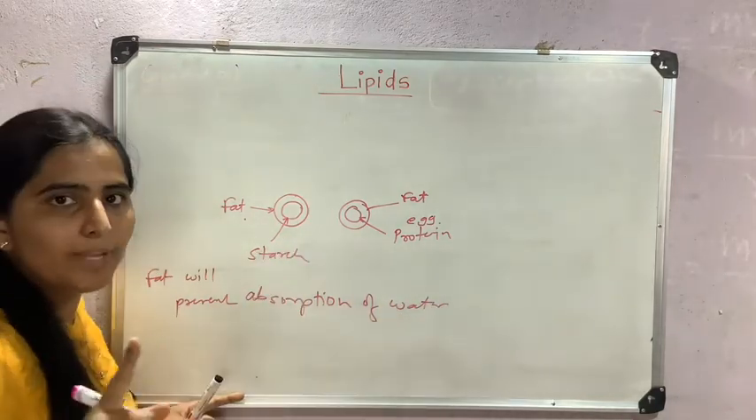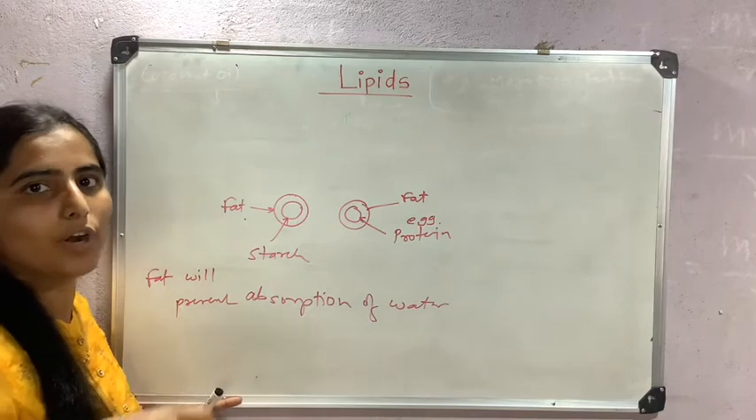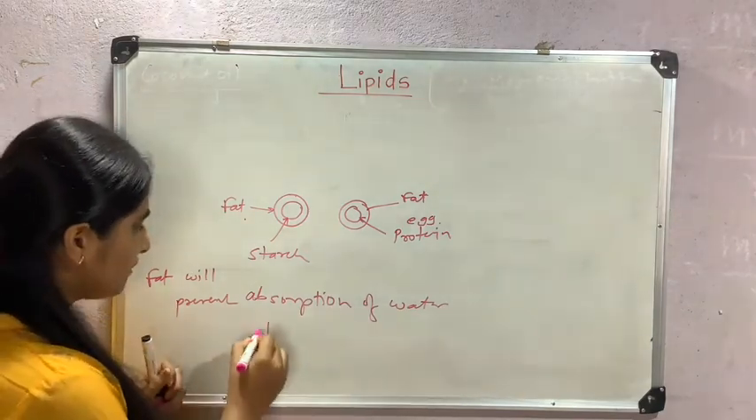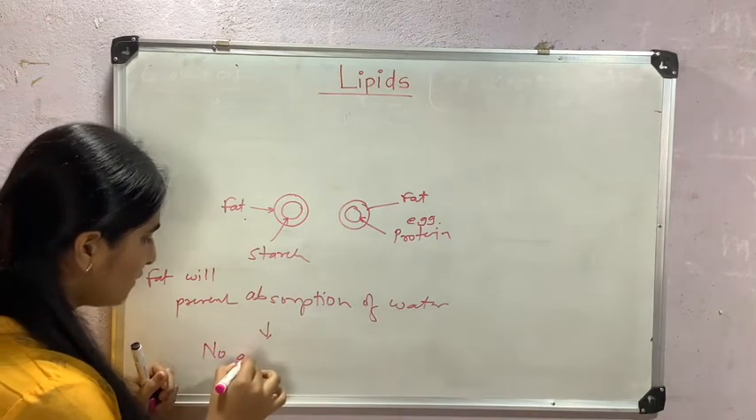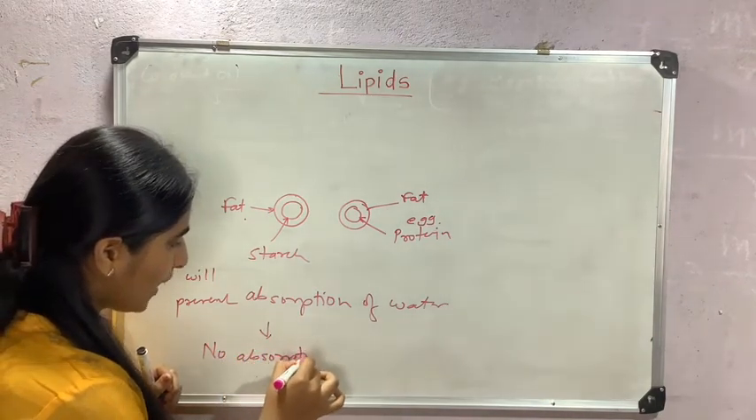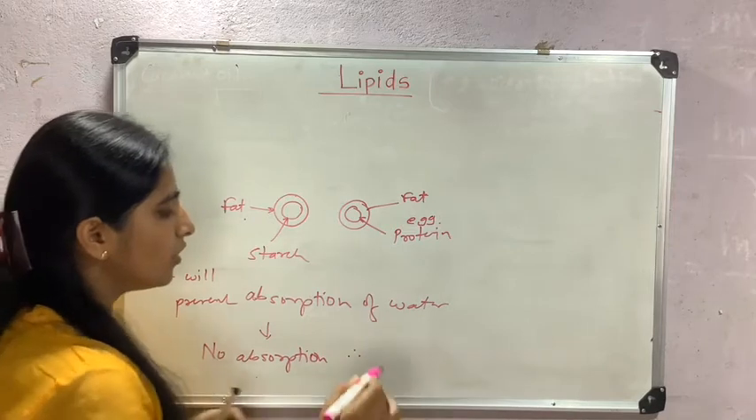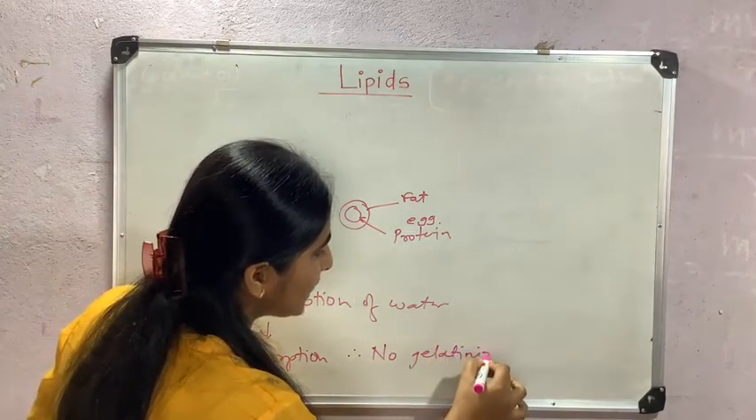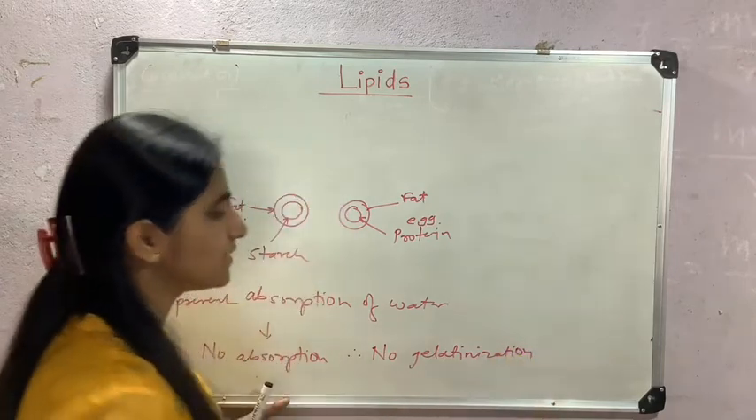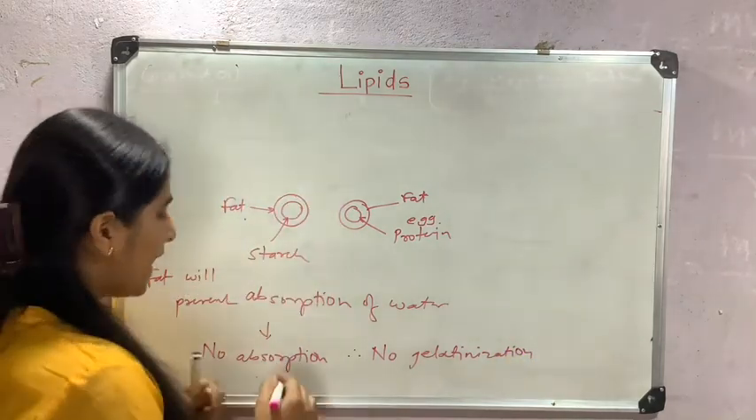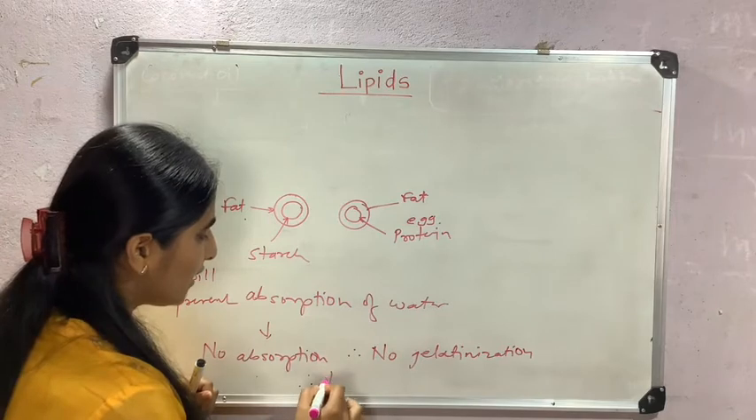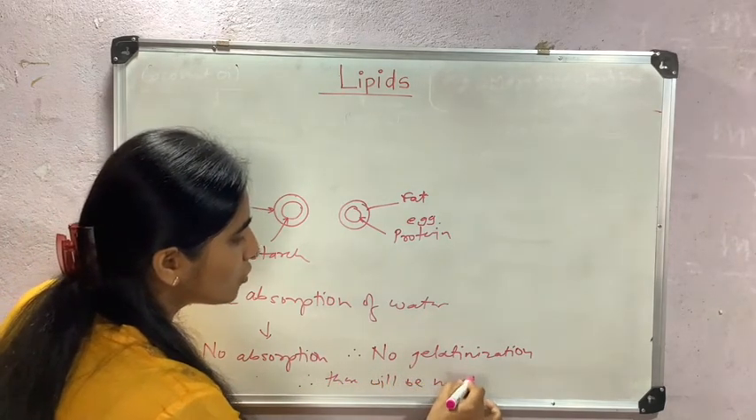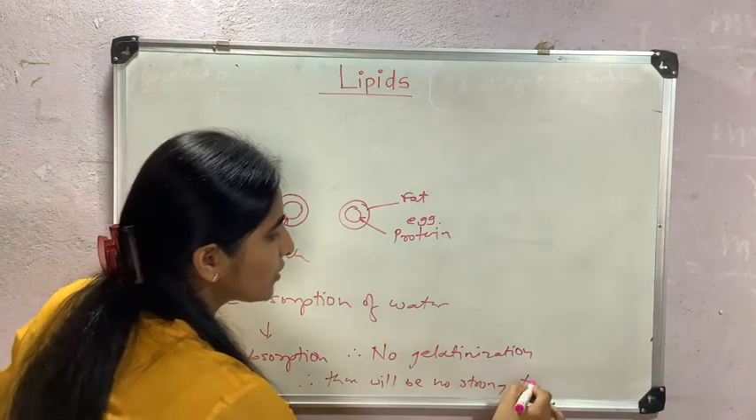Therefore there will be no hydrogen bonding between water molecules and starch. Then there will be no gelatinization, no absorption. Therefore no gelatinization, as there are no hydrogen bondings, and therefore there will be no strong texture.